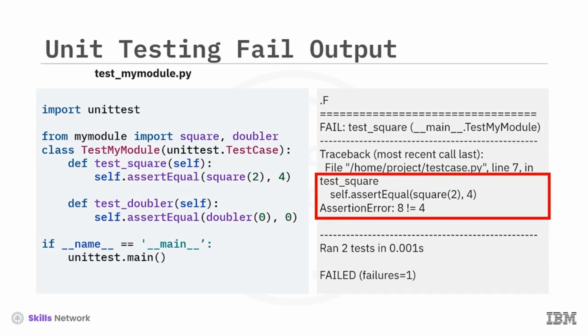You can also view the function where the unit test failed. For example, in the test square function, the assertion self.assertEqual(square(2), 4) failed. An assertion error occurred because 8 is not equal to 4. The detailed output enables you to correct a mistake before the actual deployment of your solution.